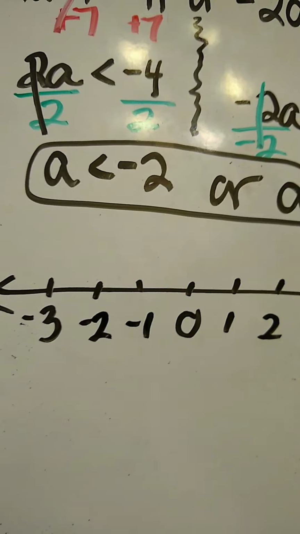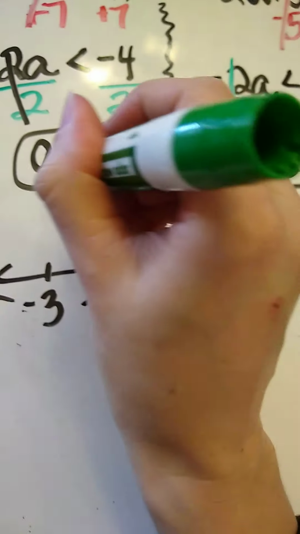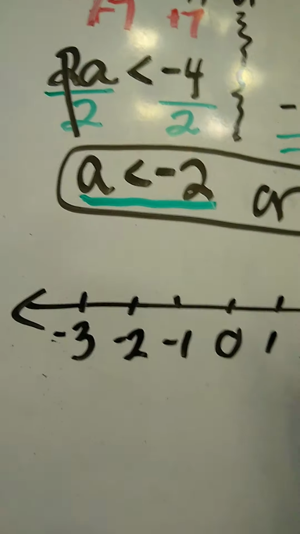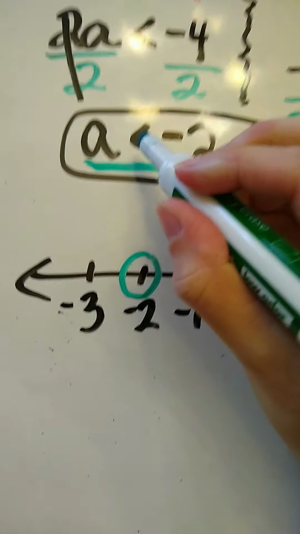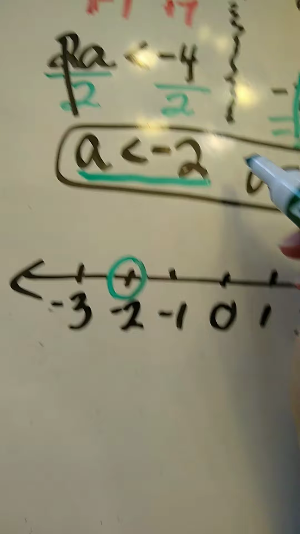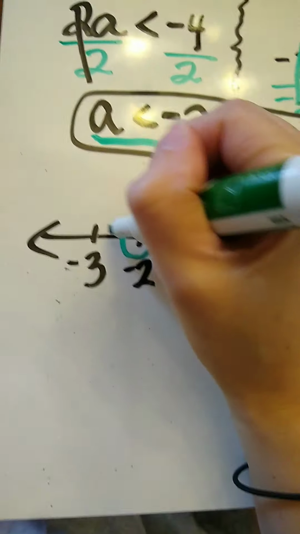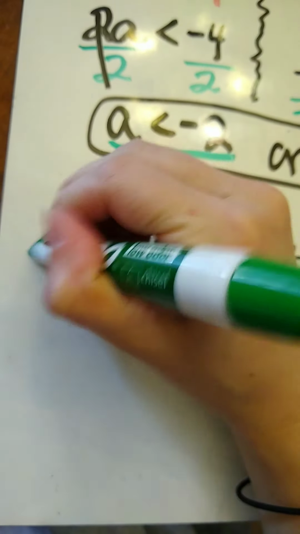So for a is less than -2, I'm going to graph that one in green. It does not have a bar, so it's an open dot. Less than, the numbers that are less than -2 are to the left of it. So I'm going to shade that to the left.